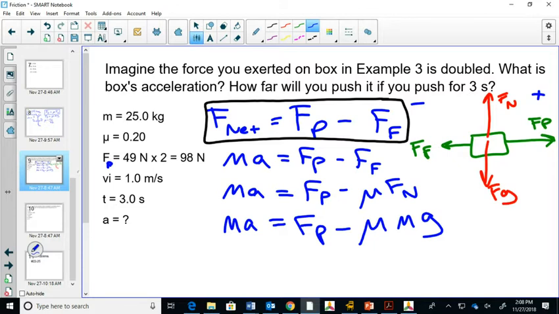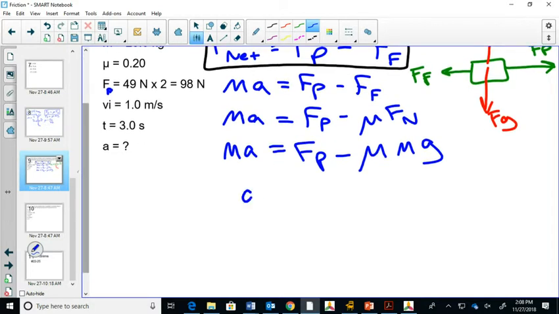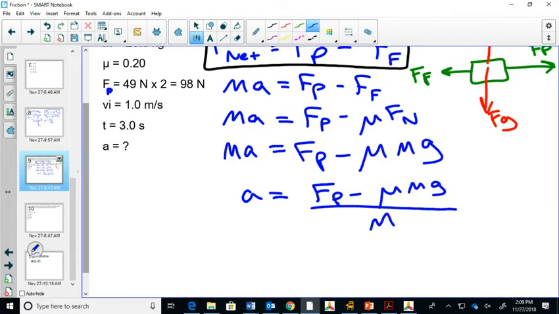Well, we're solving this for a, right? So therefore, pretty easy to do that. I'm just going to divide both sides by m, right? So therefore, a is equal to fp minus mu mg all over m. If you want to be technical, you could even cancel out the two m's, but it's fine.